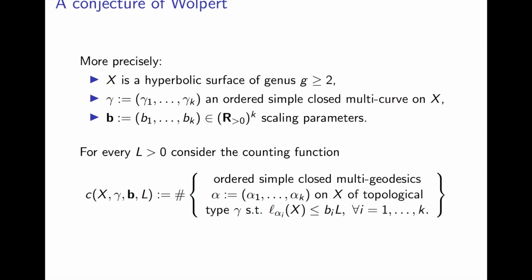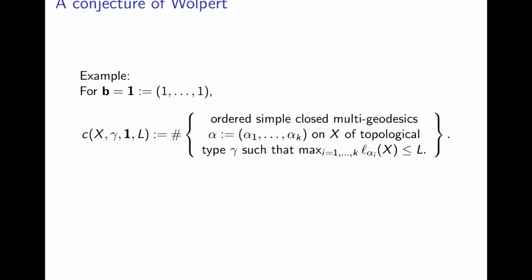So let me leave the definition there for a second, but let me also present an example that might make this a bit more intuitive. Say that we let the vector b be just ones on all of its entries. Then this counting that we're going to see is going to count the number of ordered simple closed multicurves on my surface of the prescribed topological type, with the restriction on the length being such that the maximum of the length of the components is bounded by L.